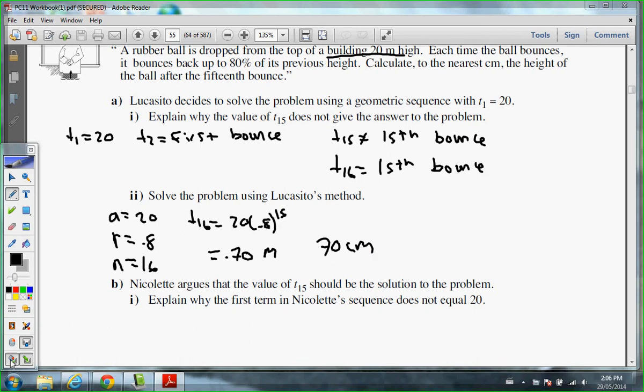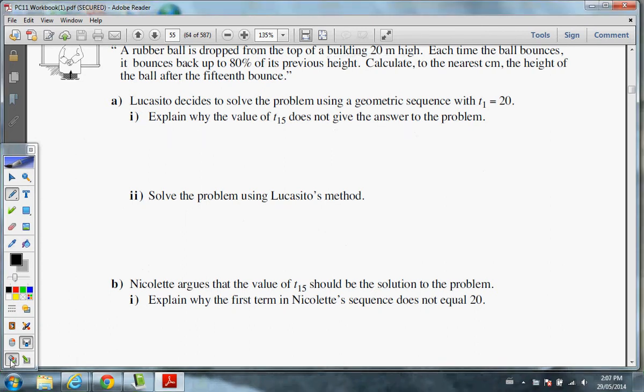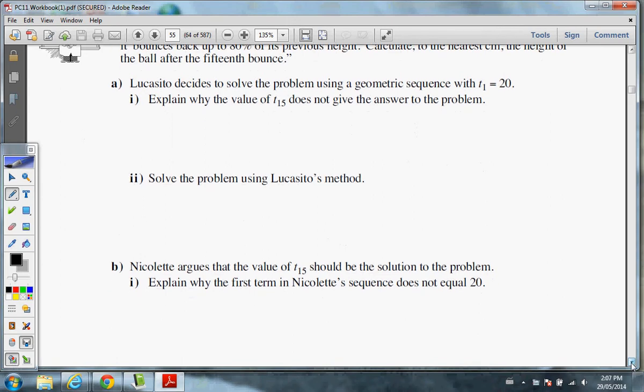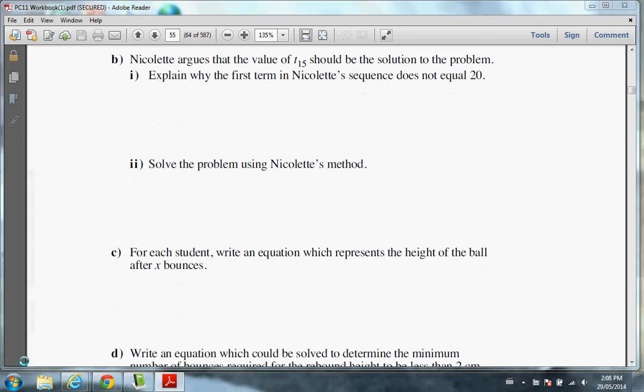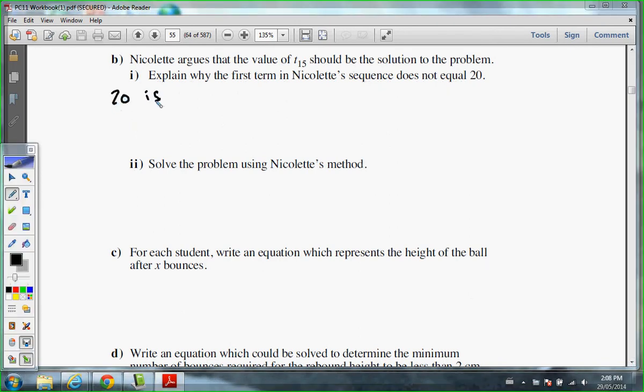Okay, and then we're going to look at Nicolette, who does hers a little differently. She argues that T15 should be the answer because he found T16. So T15 should be a solution to the problem. Explain why the first term does not equal 20, because 20 is before a bounce. So she needs to find a T1 then. So she's got to go 20 times 0.8 to get her T1. Okay, 20 times 0.8 is going to get her 16. So her T1 is 16.